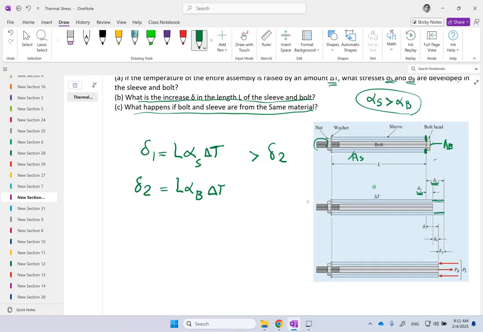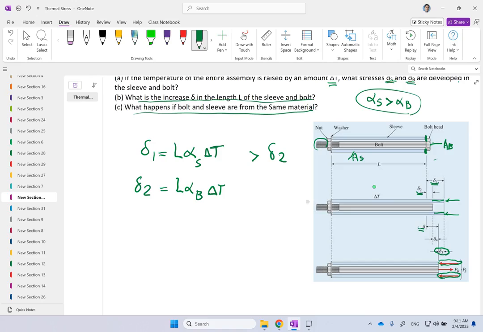In this case, we call that total elongation for both of them, which is the same, delta. So what happens here? Because the sleeve is expanding more, the bolt is going to push back on it. So there will be some force on this sleeve, which here we call PS. And this PS is going to create compression, and compression will shrink down delta 1. So delta 1 is going to go back by the length delta 3, and becomes the final delta.